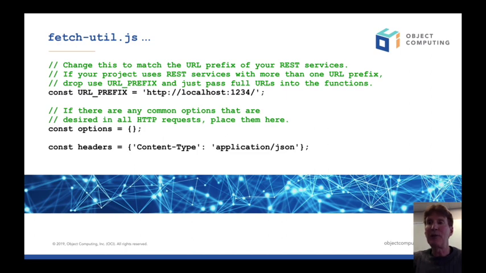The object options holds all of the common options that are needed by all of your REST calls. If any of these are needed, this is the place to add them. Two of the functions here require the HTTP content type header to be set to application/json, so that's defined here and reused in those two functions.